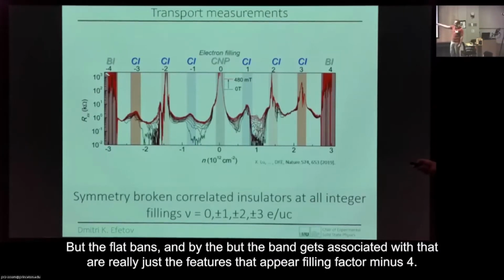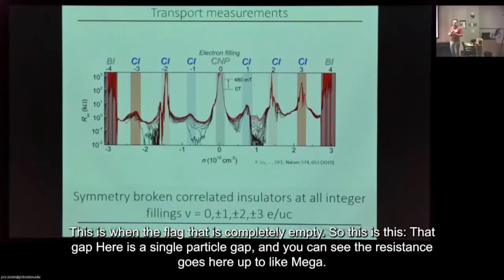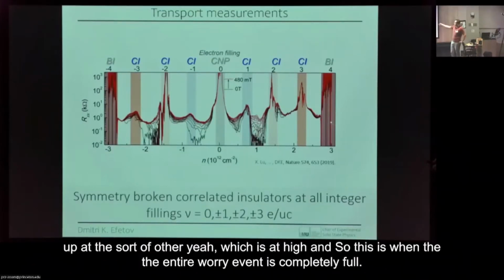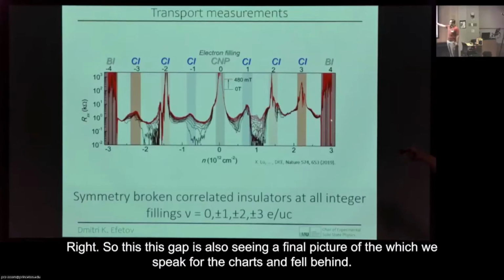are just the features that appear at filling factor -4. This is when the flat band is completely empty. So this gap here is a single particle gap, and you can see the resistance goes up to megaohms. So this is a really good insulating state, explained by the single particle picture. Then if we fill up the bands, at one point we fill up the entire band and end up at the other gap, at a filling factor of 4. This is when the entire Moiré band is completely full, so this gap is also a single particle gap.